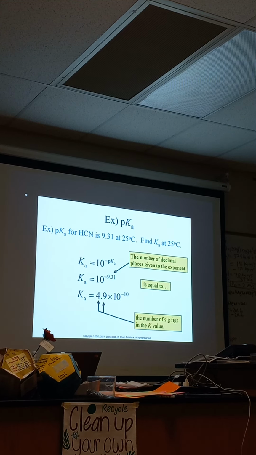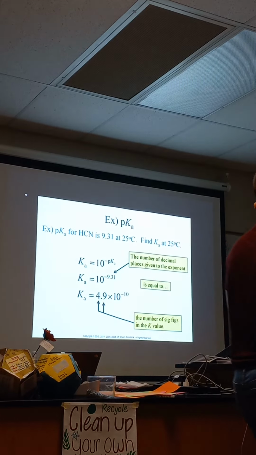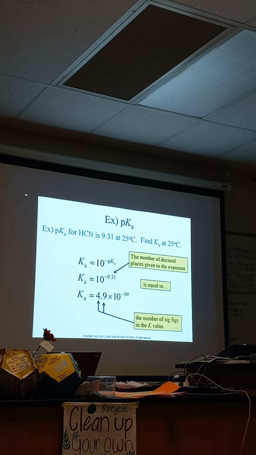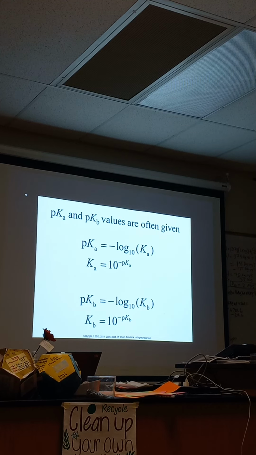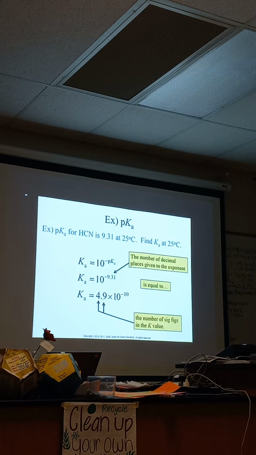All right, so let's look at pKa. Here, the pKa for HCN is 9.31 at 25 degrees Celsius. Find Ka at 25 Celsius. So guys, if pKa equals the negative log of Ka, how could we reverse engineer it? We could do 10 to the negative pKa, right? This is the opposite process of this in math class. So we do 10 to the negative pKa, 10 to the negative 9.31, and we get a Ka of 4.9 times 10 to the negative 10.